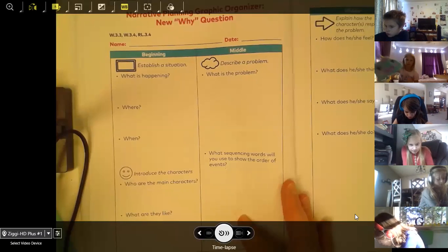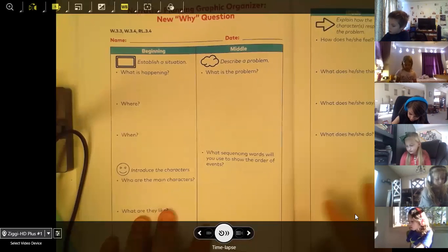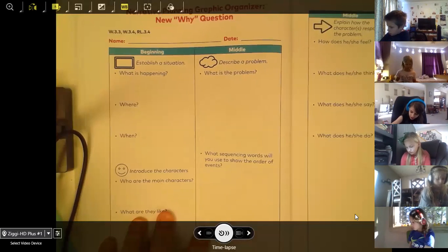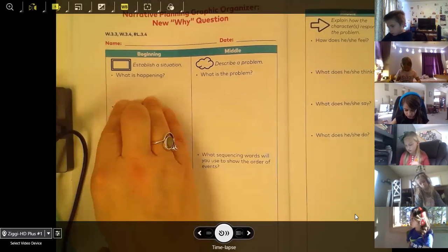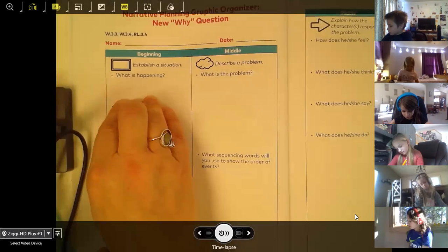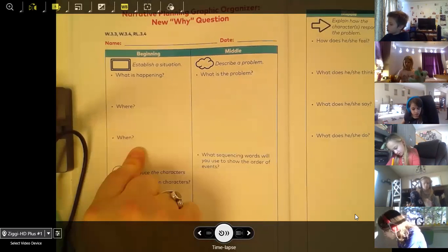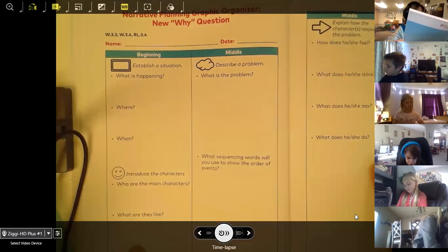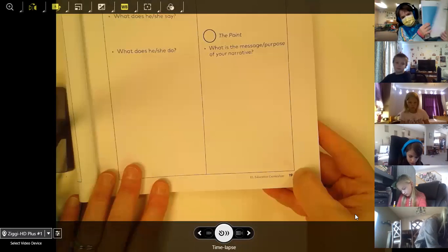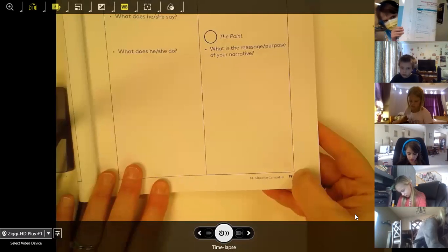Do we write our question in the box that says what is happening? No, we haven't answered that question at all yet. We are just doing our where and our when. The question happens over here on page 19.